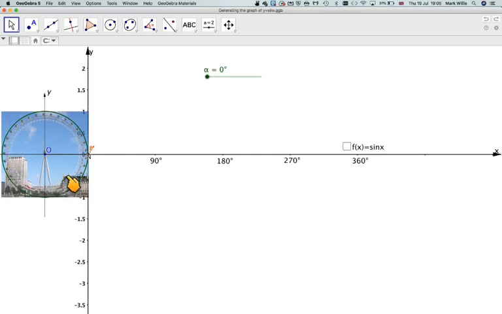So unit circle means that the length of the radius is 1 unit. It doesn't matter if it's 1 meter, 1 kilometer, it's just 1 unit. So the length from here to here is 1 unit.